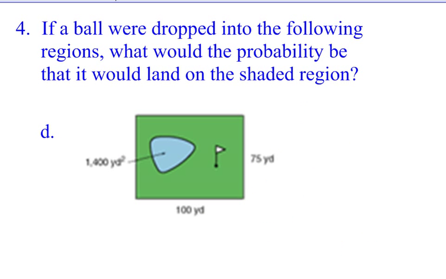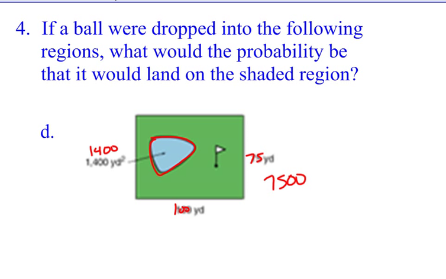Last few here. Here they actually give me the areas. This one is 1400. They give me the area of the shaded figure here. And then to find the area of my rectangle, I'd take the 75 times the 100. So I'd get 7,500.